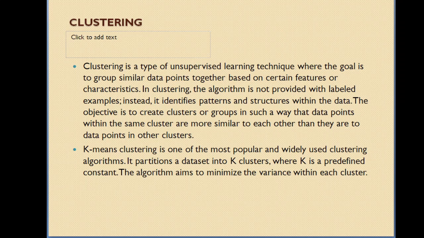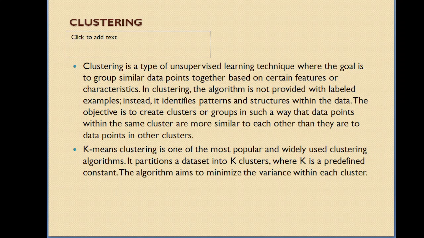Then, to achieve clustering, we have k-means clustering, which is one of the most popular and widely used clustering algorithms, where we partition a data set into k clusters, where k is a predefined constant. In this algorithm, we aim to minimize the variance within each cluster.